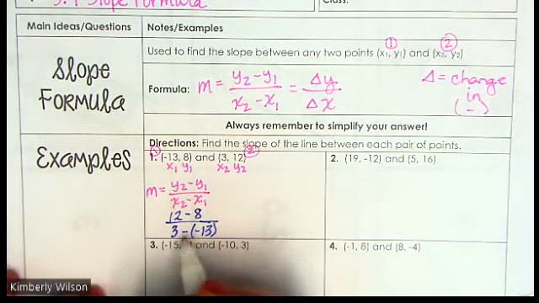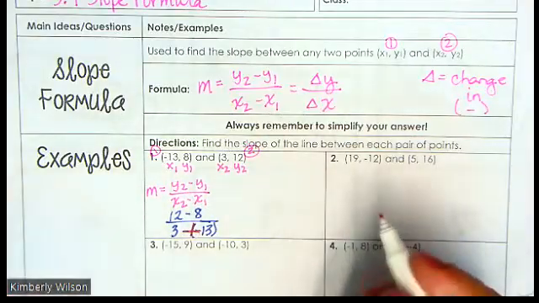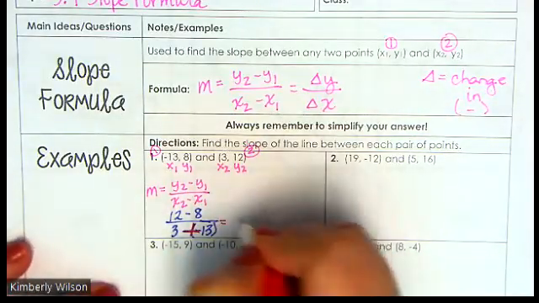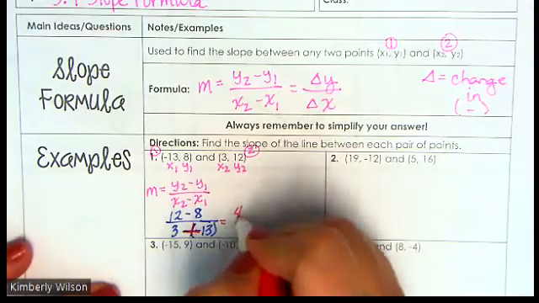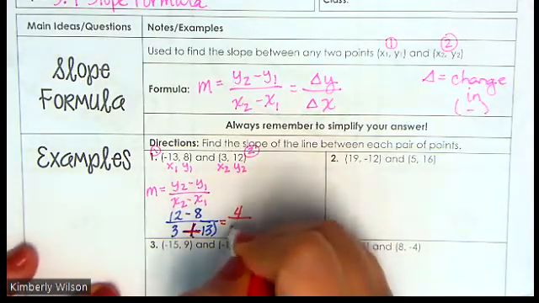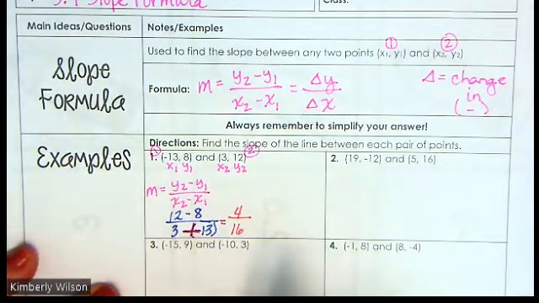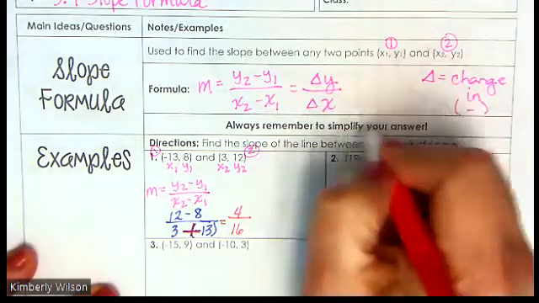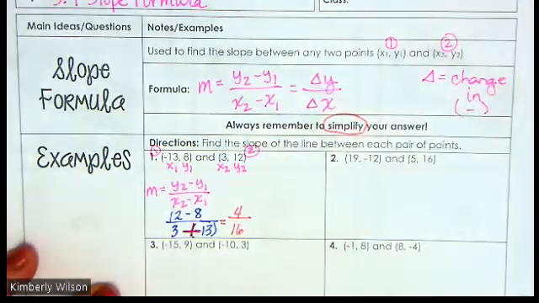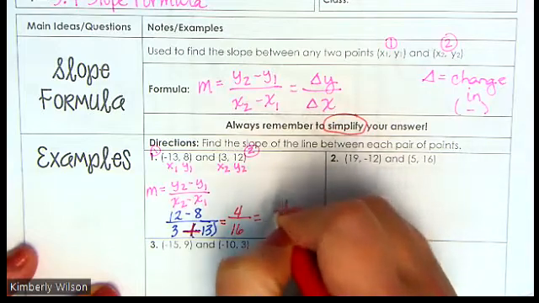So we've got a double negative here. So that means this is going to become a big plus. So now I'm simplifying. 12 minus 8 is 4 over 3 plus 3, which is 16. Now, this is a fraction, but I have to simplify it. You always have to simplify your answer. So therefore, the slope is 1/4.